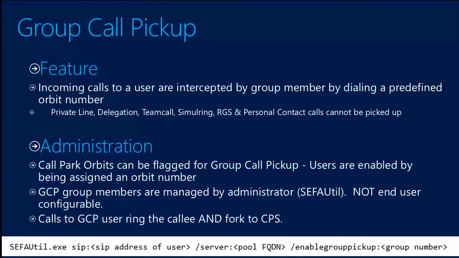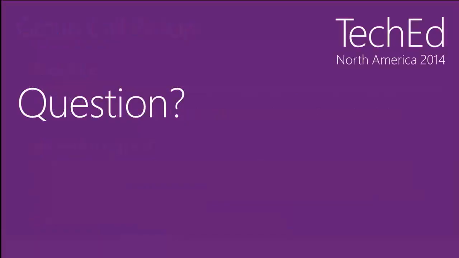A little bit more about the group that can be flagged. Users are enabled by being assigned an orbit number. In the group, these 2 or 3 users could be enabled for that, and they're part of the group. So that's about the session which I had.